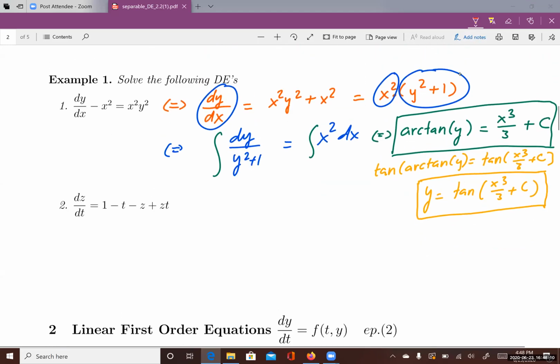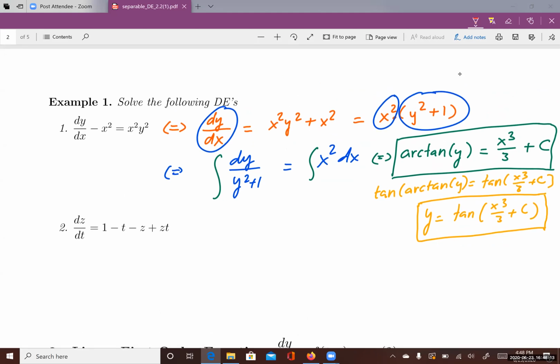So the next example, you have dz over dt, that means the z function in terms of t, and this is the right side. At first, this function is in terms of z and t, not a product of a function in terms of t and a function in terms of z. But again, we want to do some algebra manipulations to form the right side into a product of the two functions.